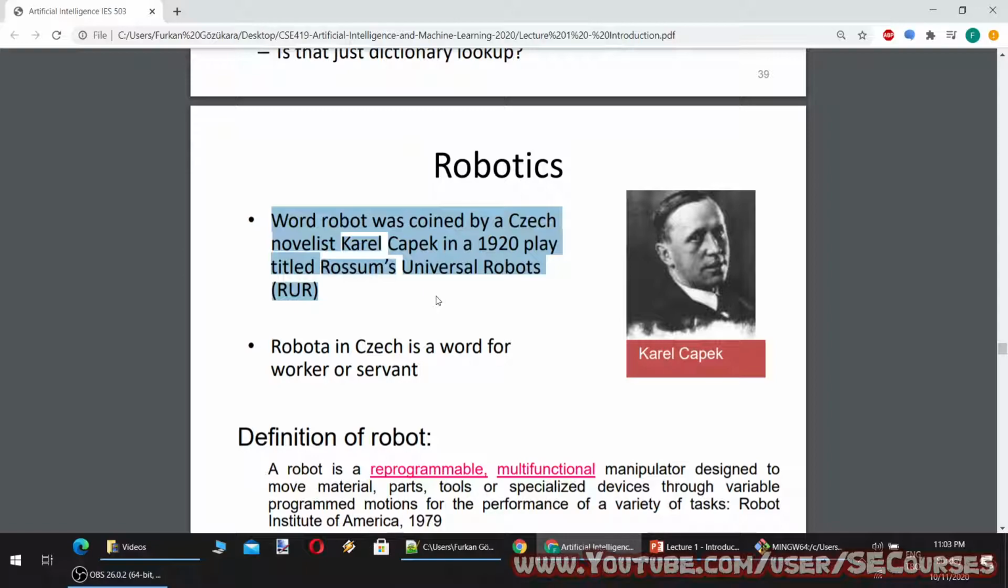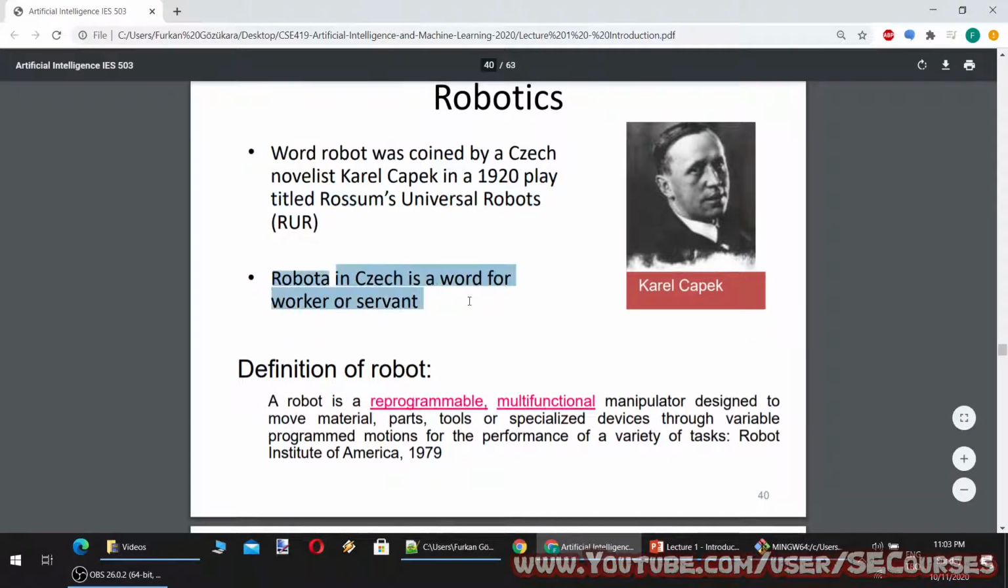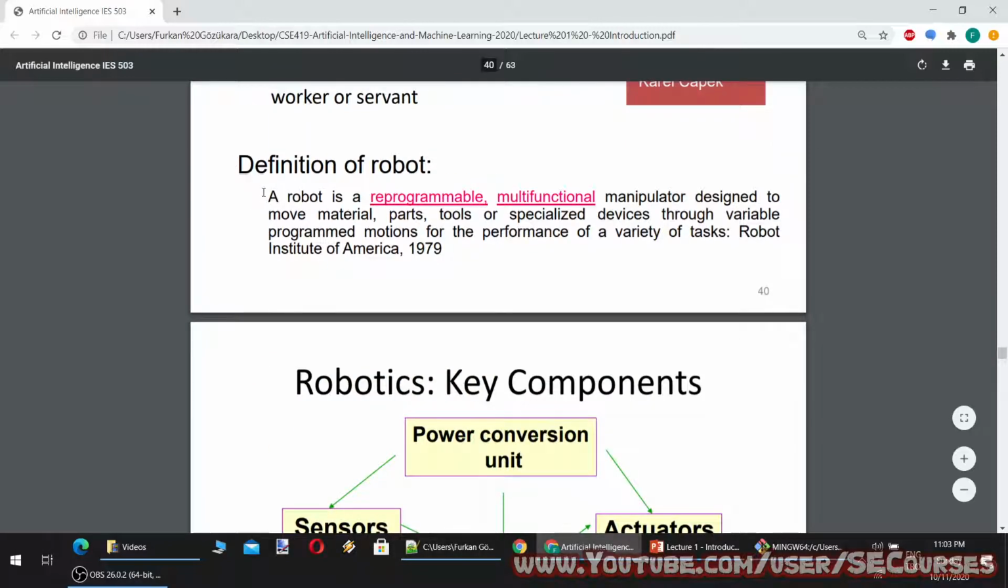The word robot was coined by a Czech novelist, Karel Čapek, in a 1920 play titled Rossum's Universal Robots, R.U.R. Robota in Czech is a word for worker or servant. So this is the history of robots. Definition of robot.